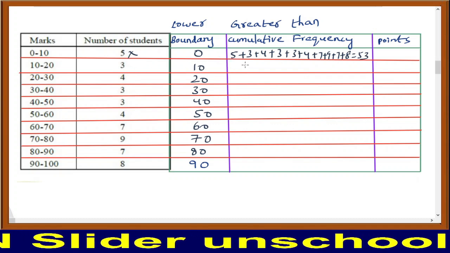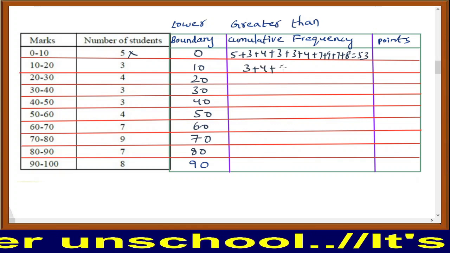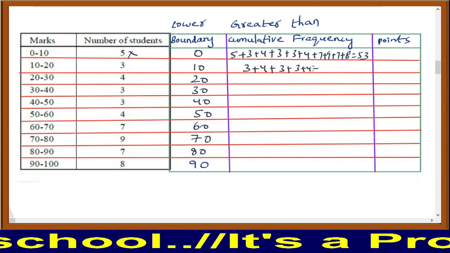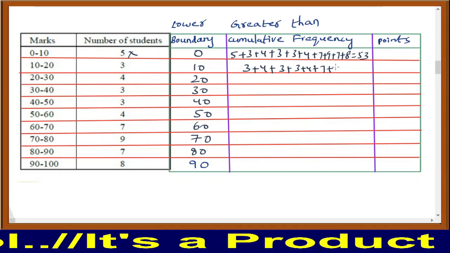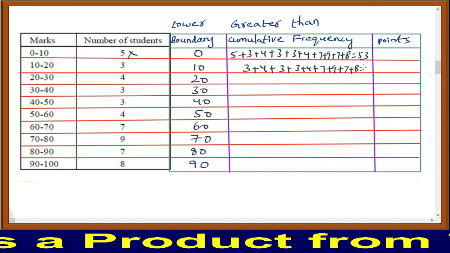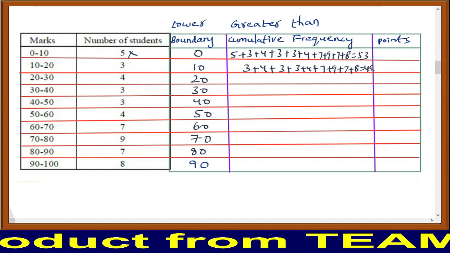That means leave 5 and after that write the numbers 5 plus 3, 4 plus 3, like that, 7 plus 9 plus 7 plus 8. So it will become 48.